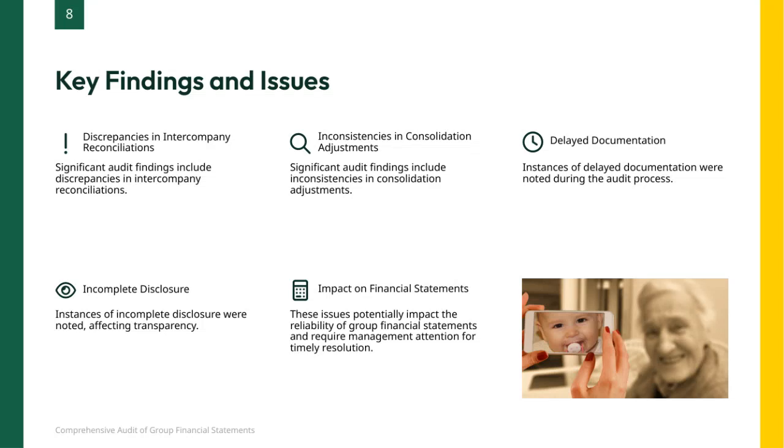During the audit, we identified several key findings that require attention. First, there were notable discrepancies in intercompany reconciliations, which means transactions between related entities are not aligning as they should. Next, we found inconsistencies in consolidation adjustments, suggesting that the process of combining financial data across the group is not fully accurate or consistent. Additionally, delayed documentation was a recurring issue, which can hinder the audit process and affect the timeliness of financial reporting. There were also instances of incomplete disclosure, which impacts the overall transparency of the financial information presented. Taken together, these issues could potentially undermine the reliability of the group's financial statements. It's crucial for management to address these matters promptly to ensure accuracy and maintain stakeholder confidence.